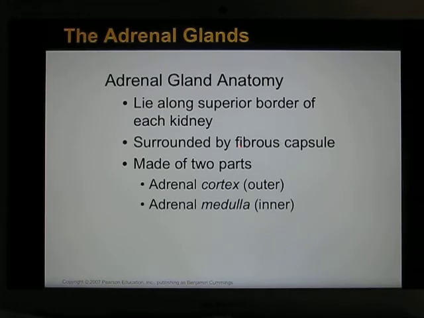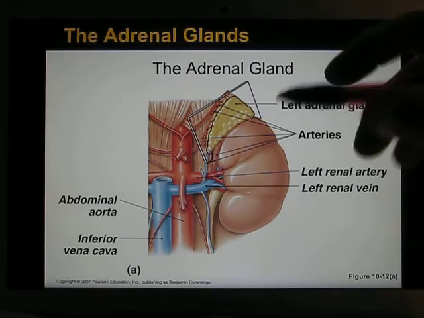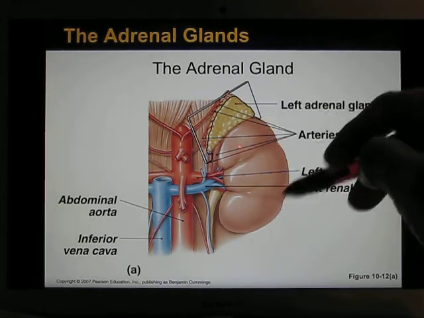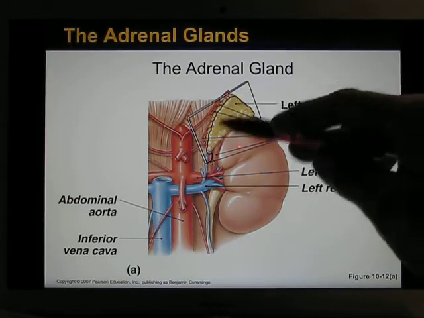Next one, adrenal gland. The adrenal gland can be divided into an outside part and an inside part. The outside part is called the adrenal cortex, and the inside part is called the adrenal medulla. They release different kinds of hormones. So that's your adrenal gland. It's located above your kidney. That's your adrenal gland.